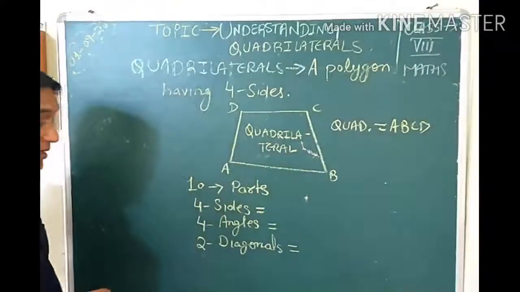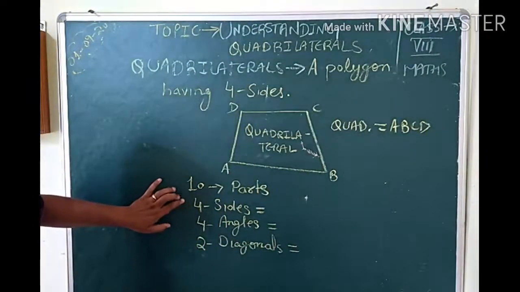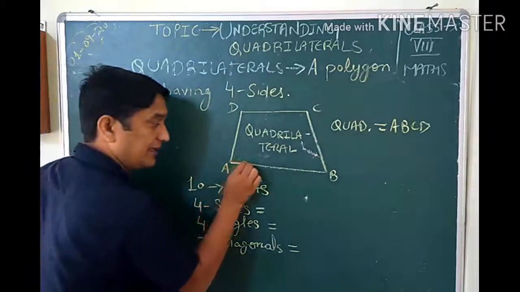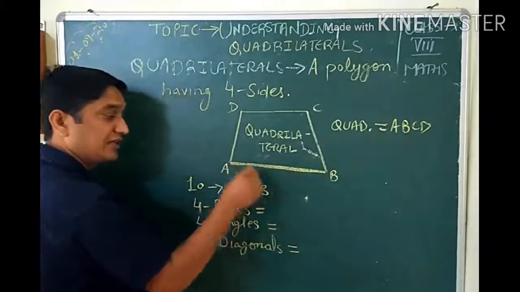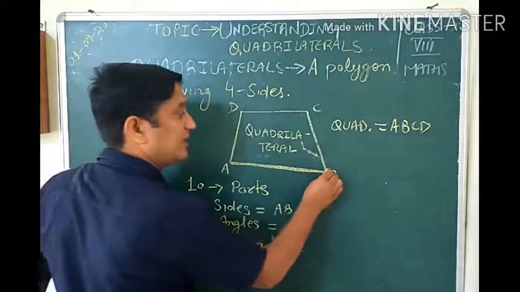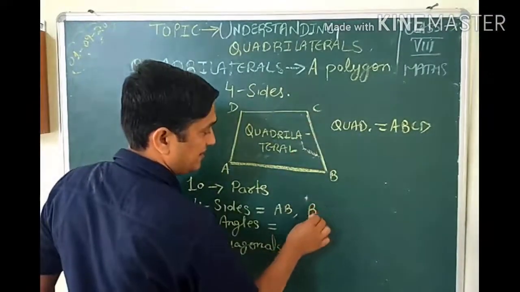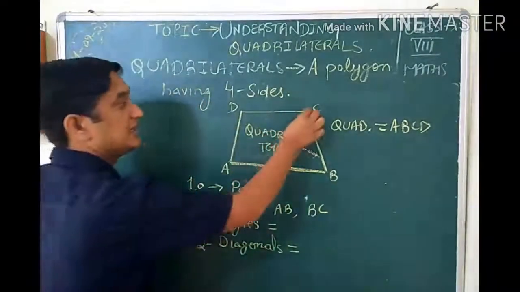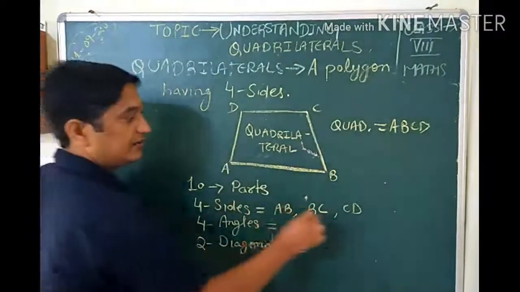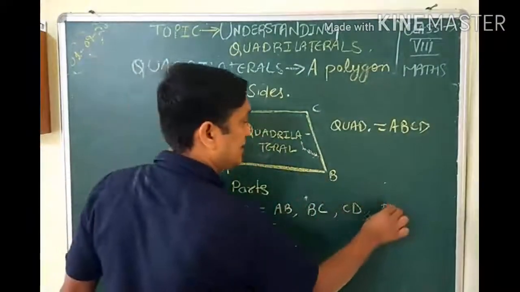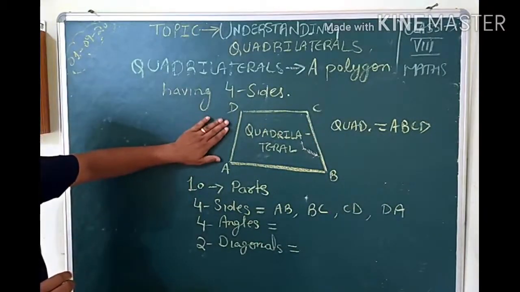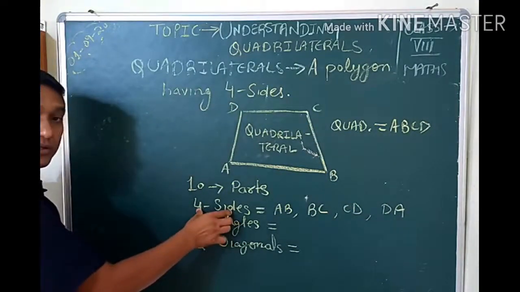Now children, we have to identify what are the 4 sides in this quadrilateral. So now look, this is what? AB. AB is the first side of this quadrilateral. Then the next one is BC. BC is the second side. Then comes CD. CD is the third side. And the last one is DA. This is the fourth side. So children, every quadrilateral has 4 sides.